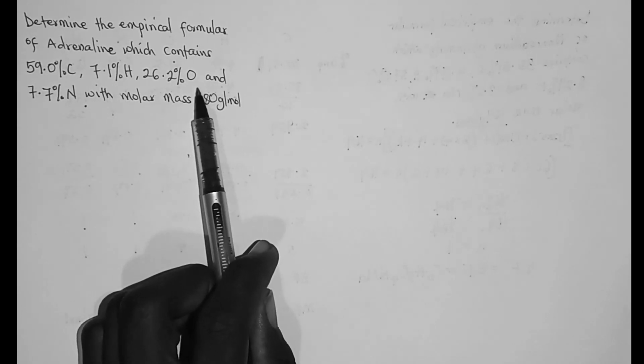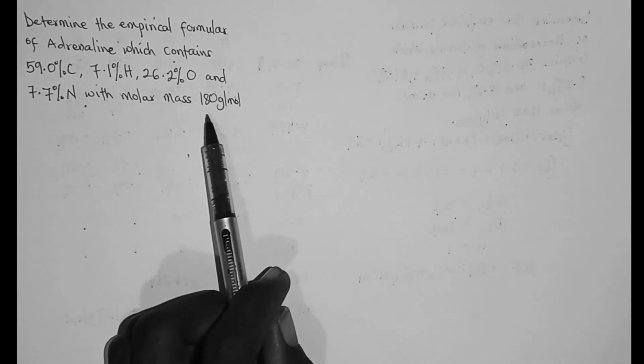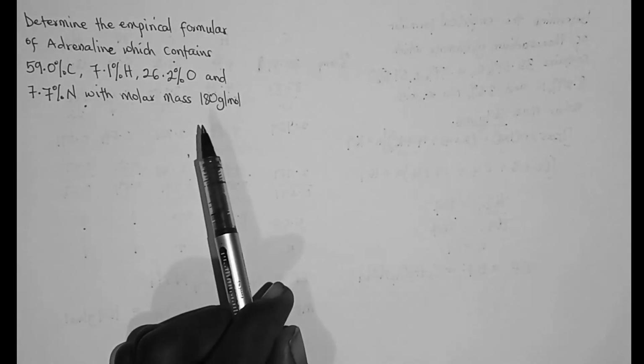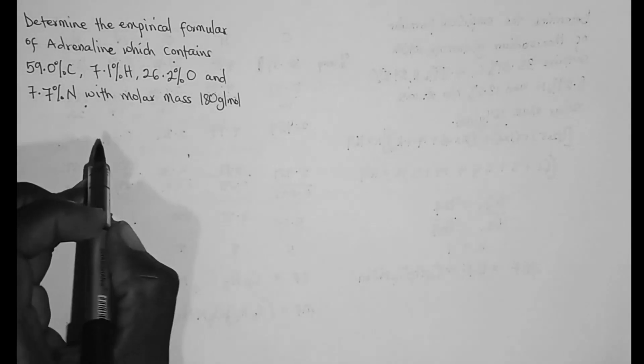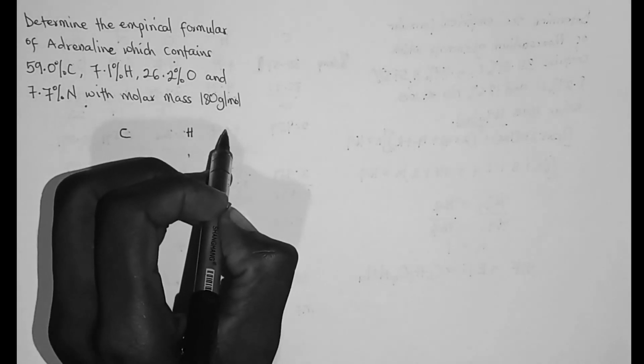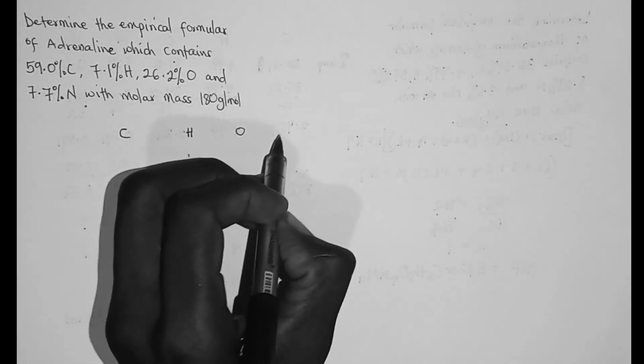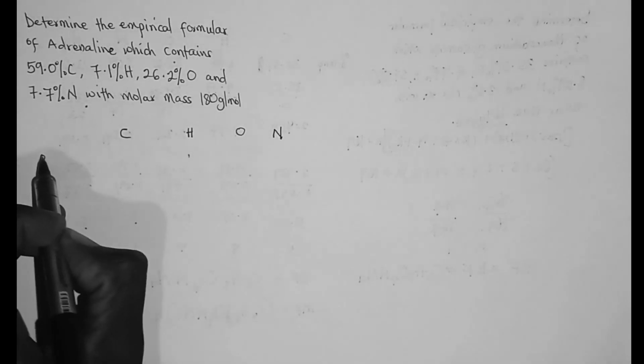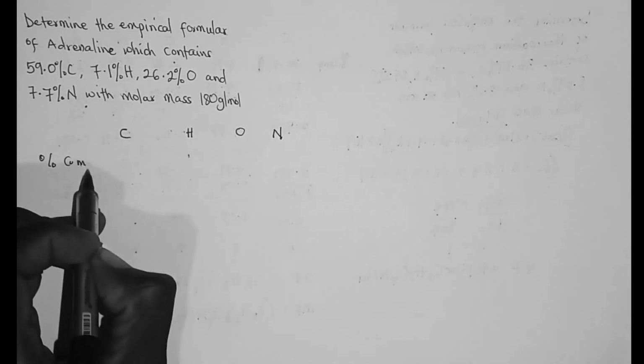Determine the empirical formula of adrenaline, which contains 59.0% carbon, 7.1% hydrogen, 26.2% oxygen, and 7.7% nitrogen, with molar mass 180 gram per mole. So, the various compositions: we have carbon, hydrogen, oxygen, and then nitrogen. The percentage composition of each of them.